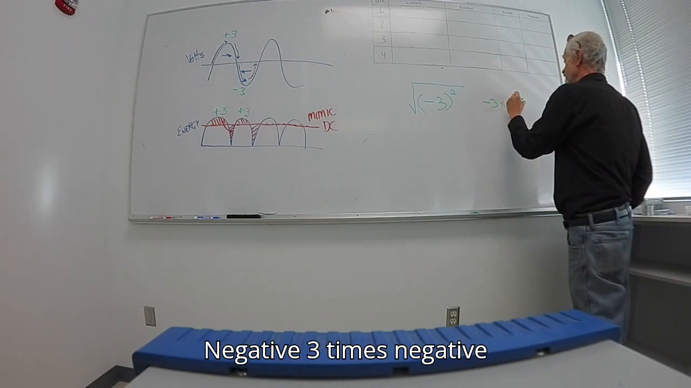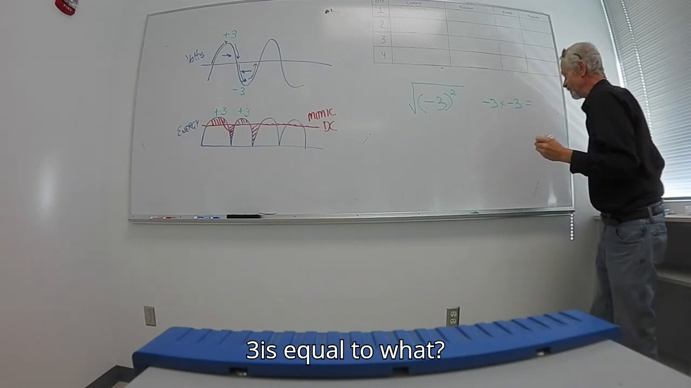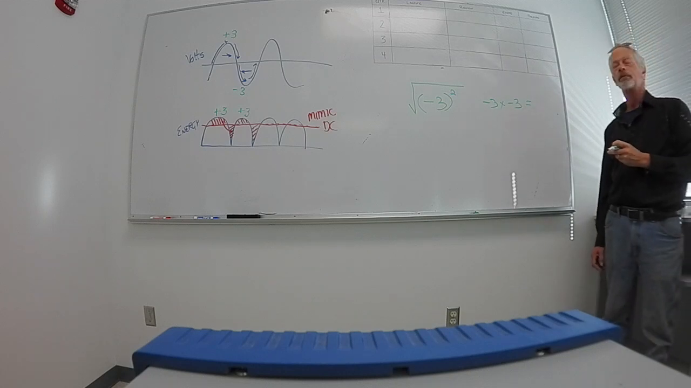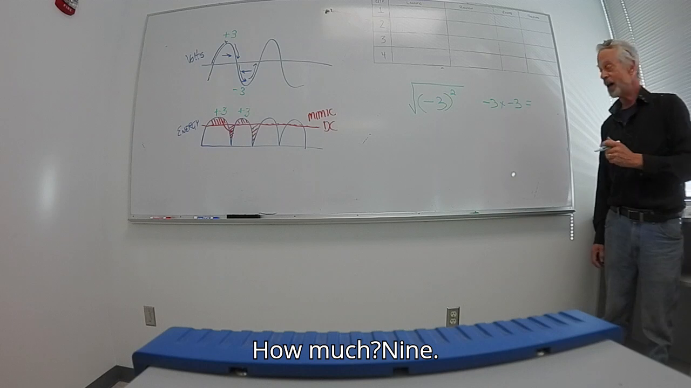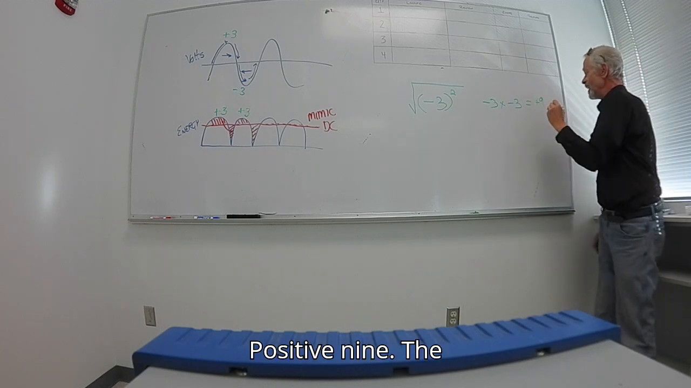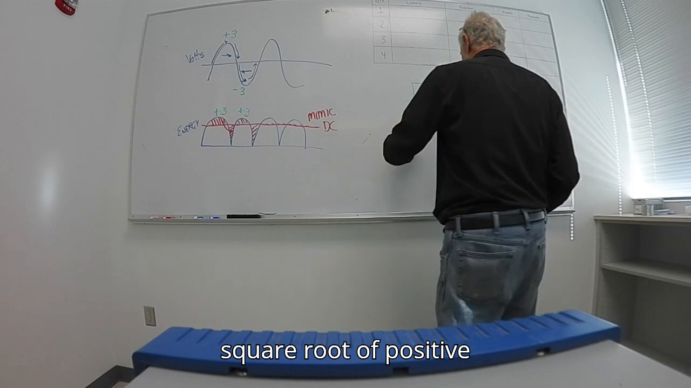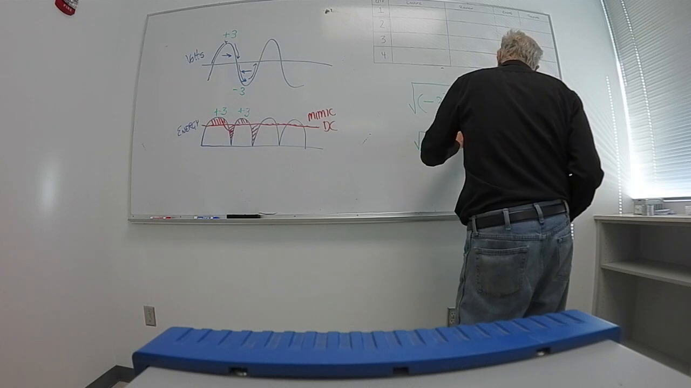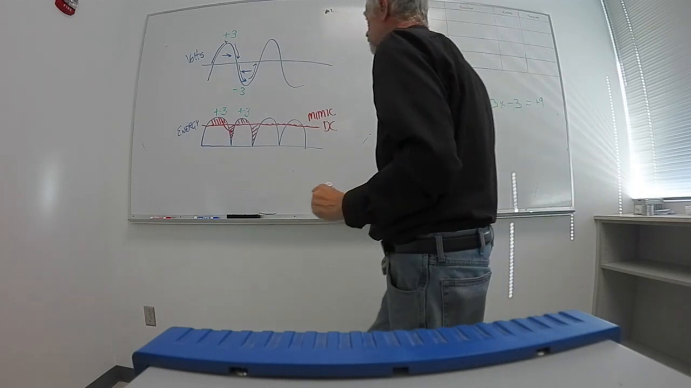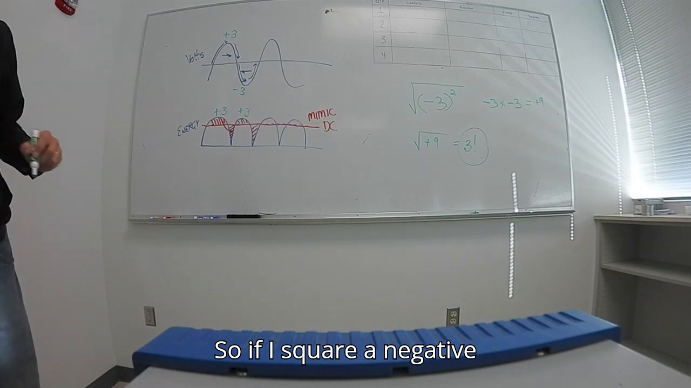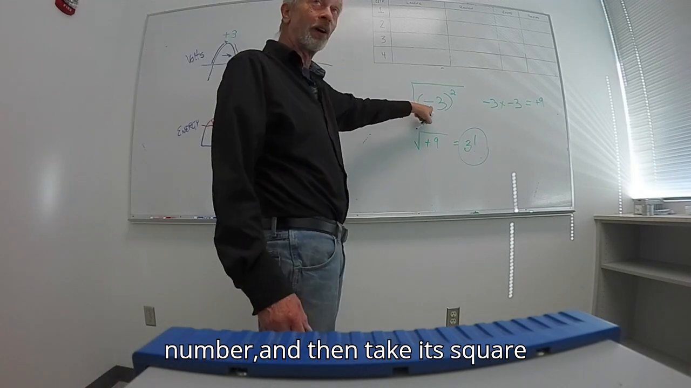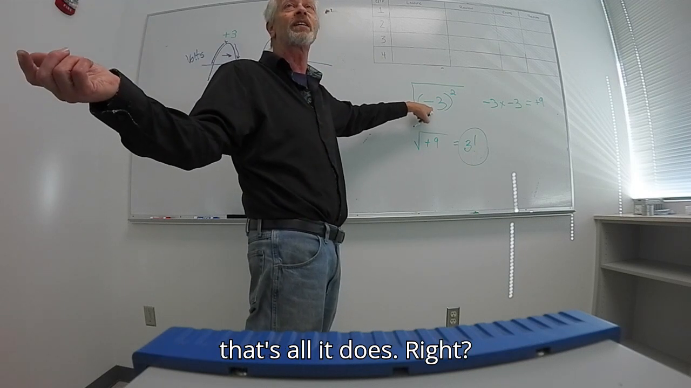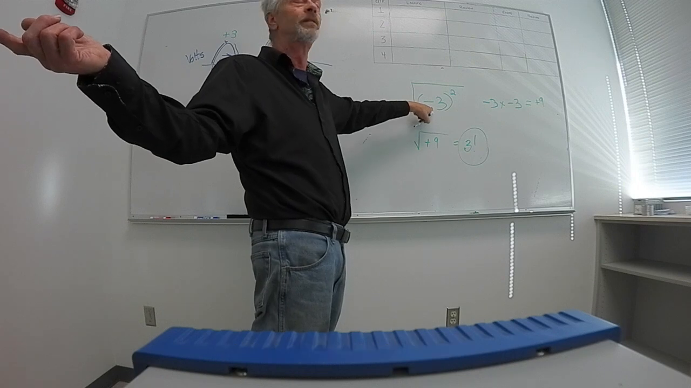-3 times -3 is equal to what? Nine. +9. The square root of +9 is equal to 3. So if I square a negative number and then take its square root, it eliminates the negative sign. That's all it does. Right?